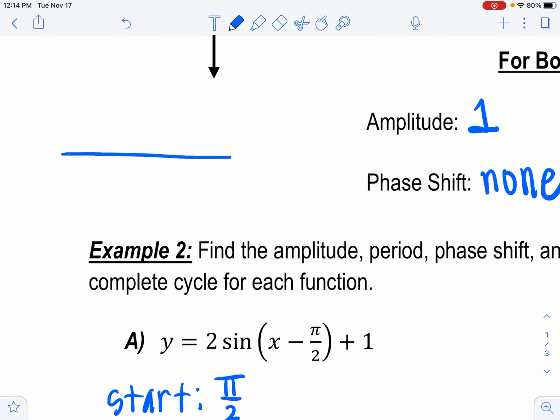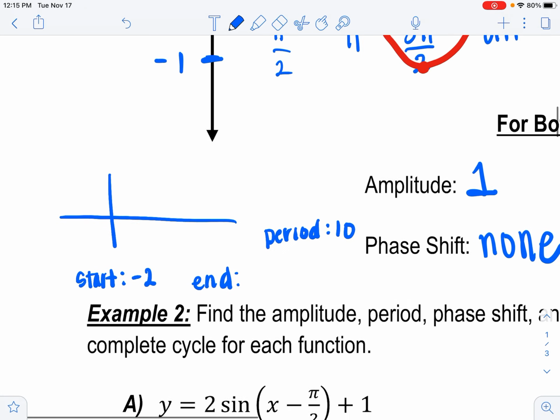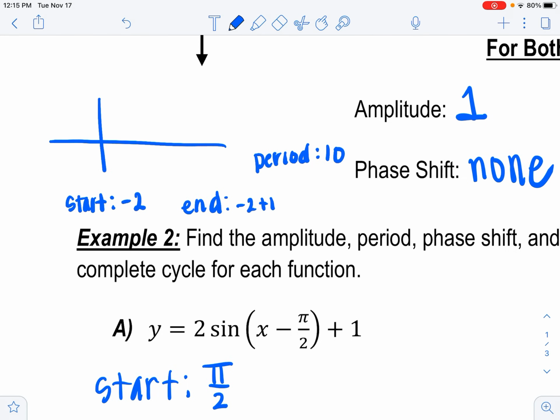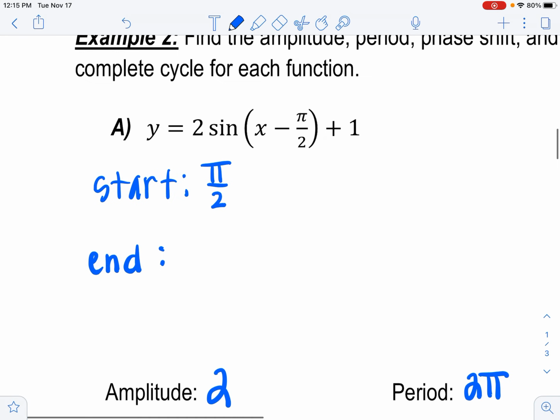Now let me give you a side example here. If I knew that I was making a graph and it started at -2, and I need to know where it ends, but I told you that the period was 10, let's say, right? That means the length of it is 10. Where would it end? It would end at -2 plus 10, which is 8. So I would know it starts at -2 and it ends at 8.